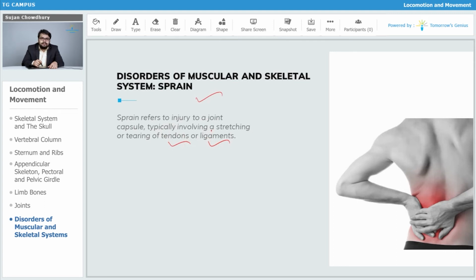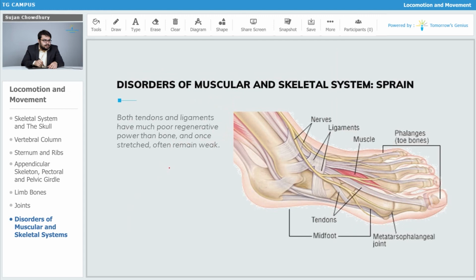The ligaments and tendons are very important for us because they help in attachment of bone to bone and bone to muscle. So when there is a tearing at the ligament or at the tendon, definitely it inflicts serious pain, and it is referred to as sprain. Both tendons and ligaments have much poorer regenerative power than the bone, and once stretched often remain weak. So this stretching of tendon or ligament more than its actual stretching potential, which causes sprain, can lead to a lifetime of suffering for the victim.